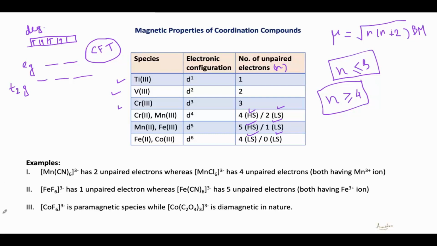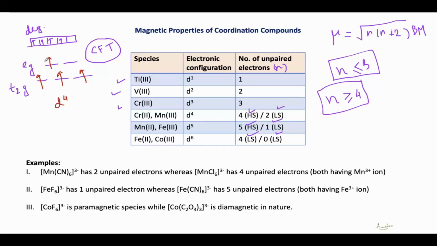Now you can fill up the electrons over here. When the d orbital has 3 electrons, there is no such difference from the degenerate orbitals. Up to 3, it's okay: 1, 2, 3. But whenever we are talking about a d4 system, we have to argue where this 4th electron will go. Whether it will go to Eg or be paired up in the T2g. If it goes to the Eg orbital, then we have 4 unpaired electrons. That is the high spin system.